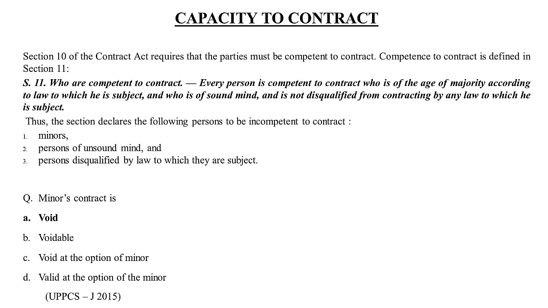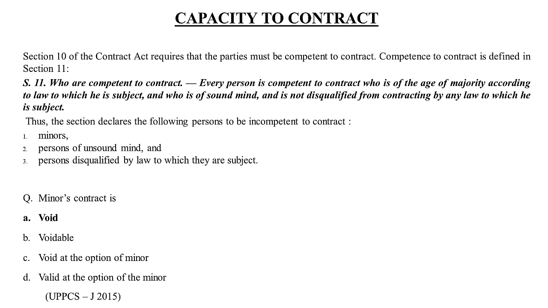Now, as you can see on your screen right now, Section 10 of the Contract Act requires that the parties must be competent to contract. Competence to contract is defined in Section 11, which says: every person is competent to contract who is of the age of majority according to law to which he is subject, and who is of sound mind and is not disqualified from contracting by any law to which he is subject. Thus, the section declares the following persons to be incompetent to contract. Number 1, minors. Number 2, persons of unsound mind. And number 3, persons disqualified by law to which they are subject.